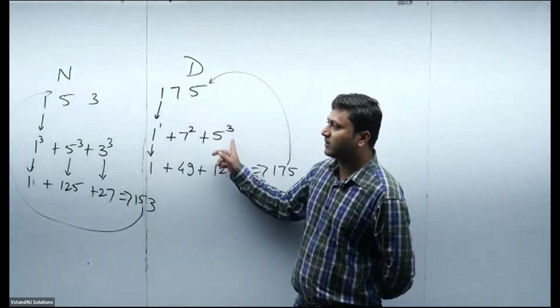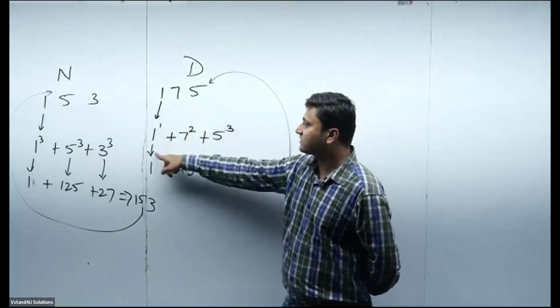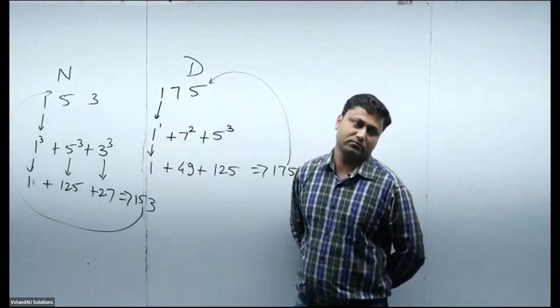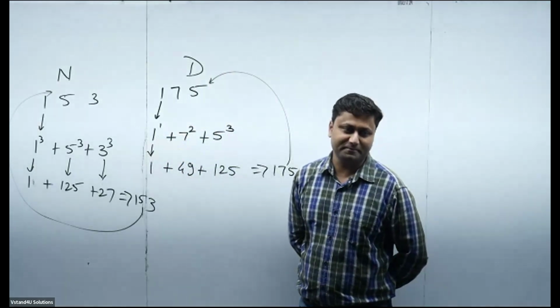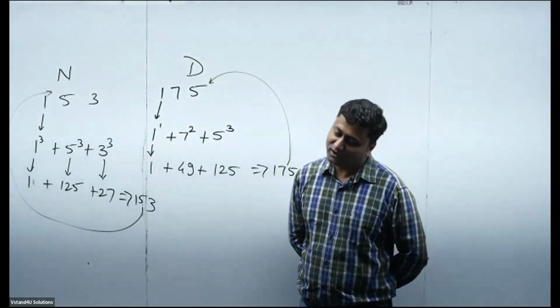So 7 raised to the power 3 minus 1, 2. Next time 2 minus 1, 1. Now count minus, if you can't write, let me know, I'll write that also.